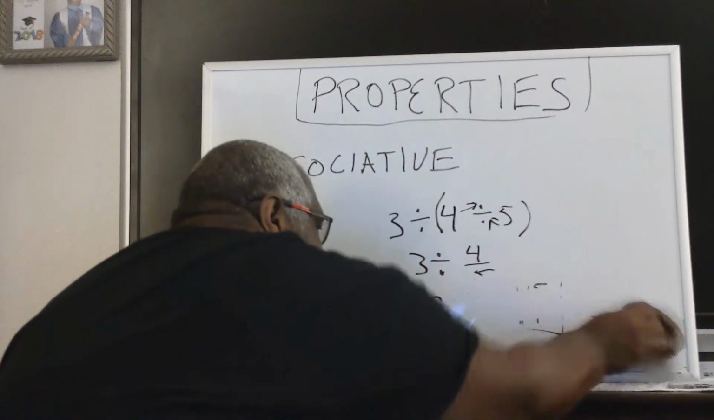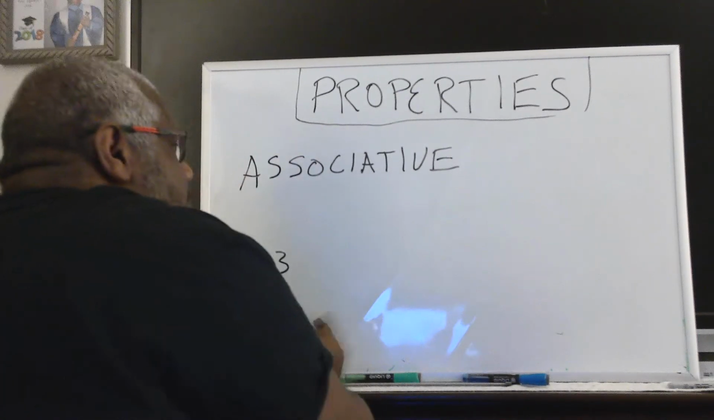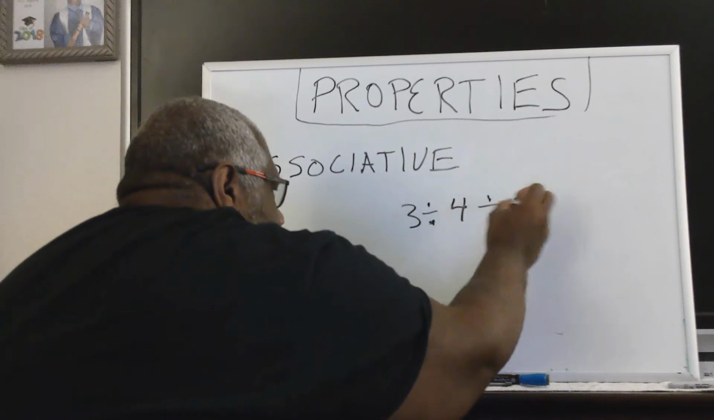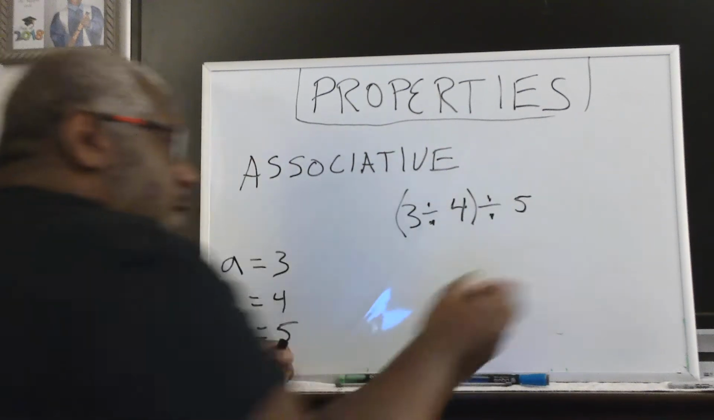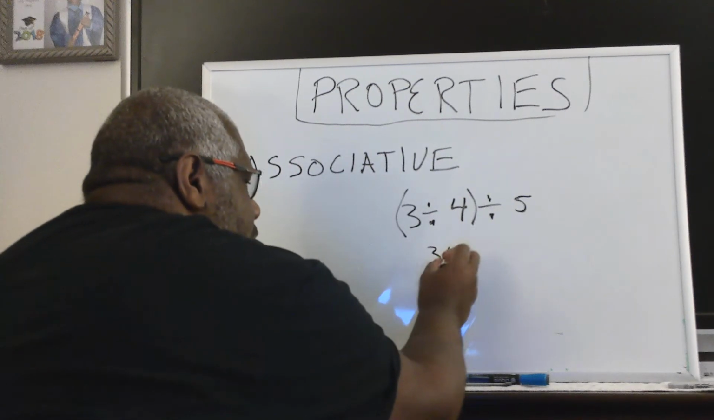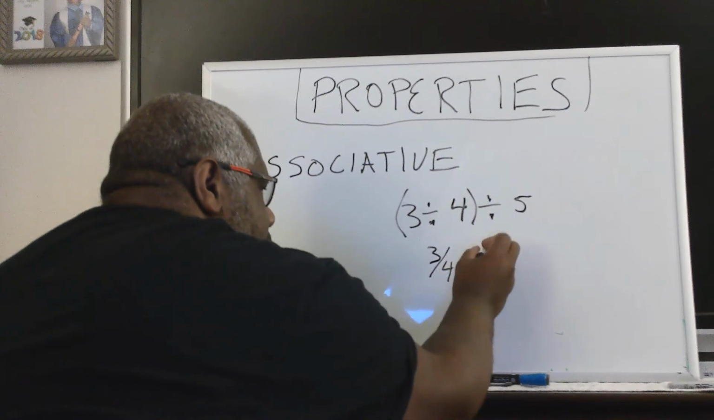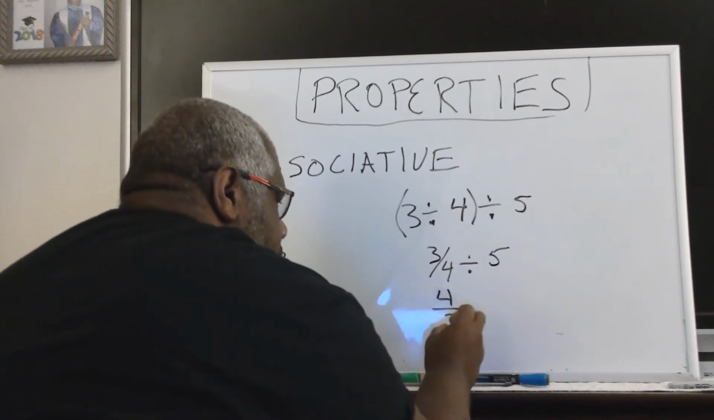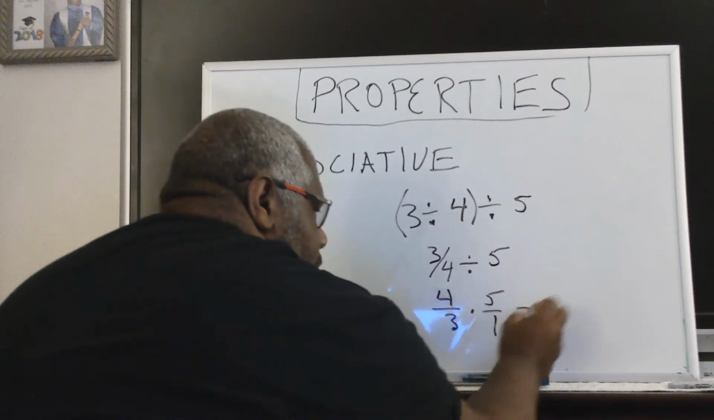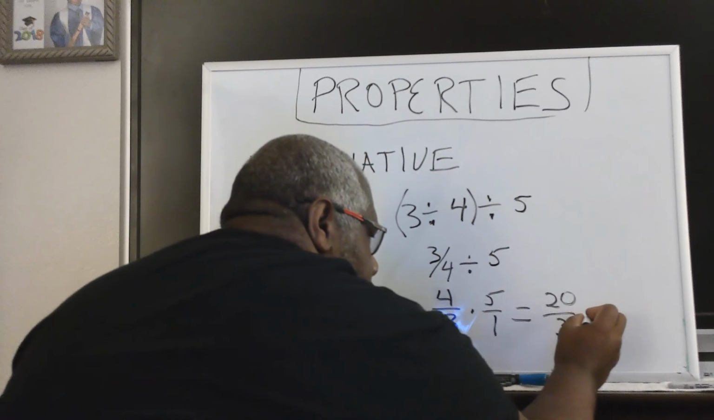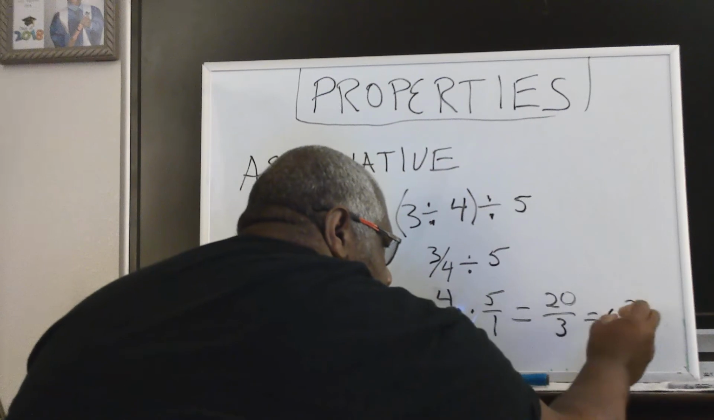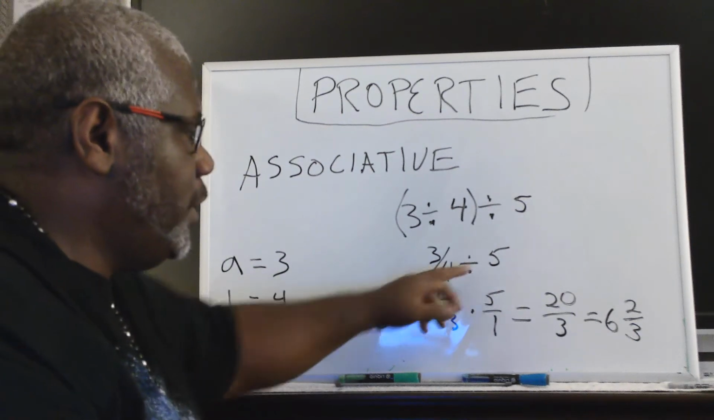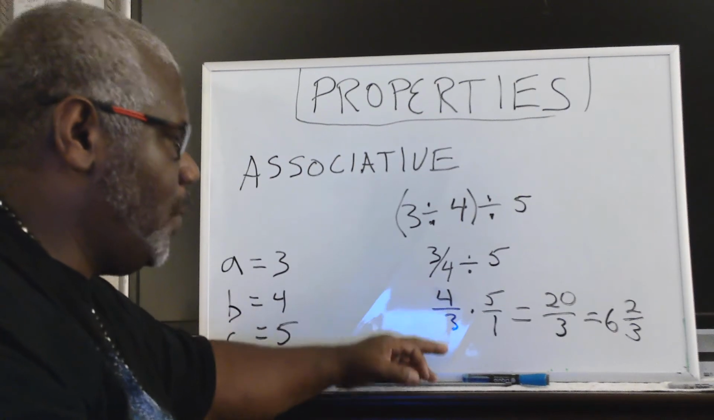Let's move the enclosures and see what happens. So let's see what happens. 3 divided by 4, let's do it this way. Much different answer, isn't it? Much different answer. Remember, we don't really know how to divide a fraction. So what we do is we flip this over, what we call a reciprocal, and we multiply.